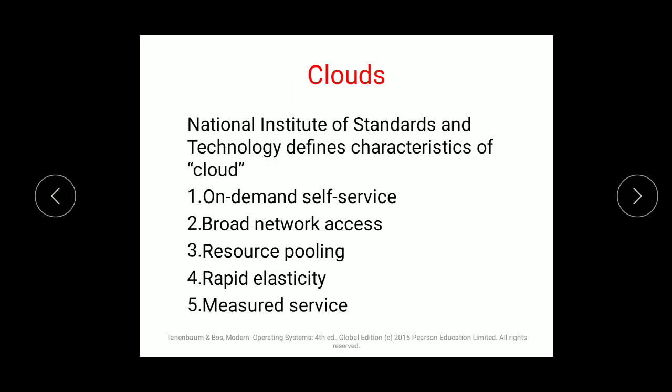Next is cloud. So what is basically cloud? The National Institute of Standards and Technology defines the characteristics of cloud. But what is cloud? Cloud is something which is visible, which can be used for storage, but it is not actually in your system. So that is being referred to as cloud.